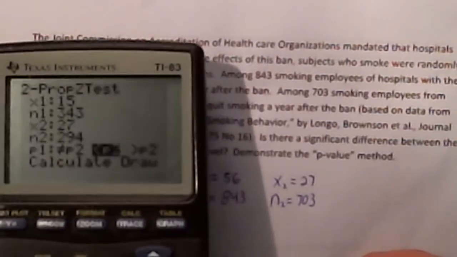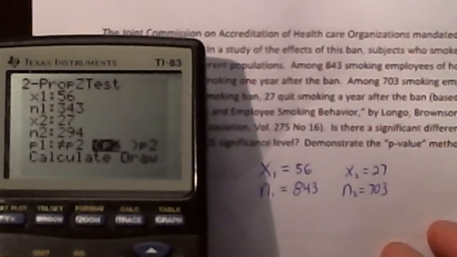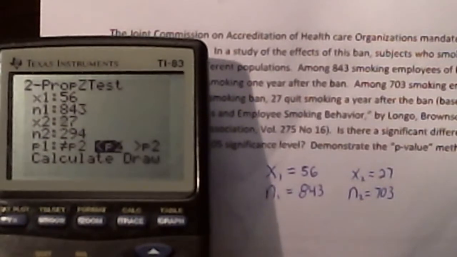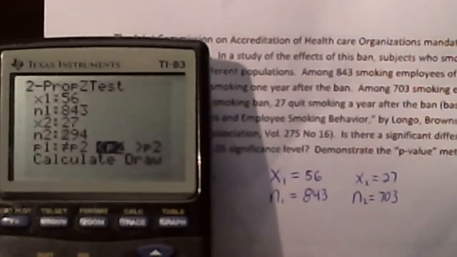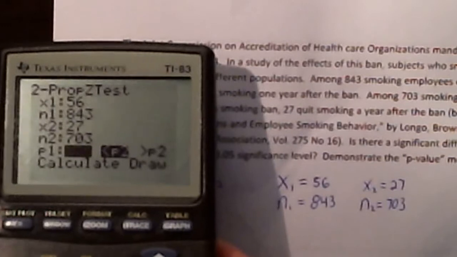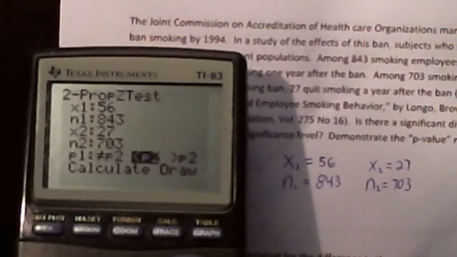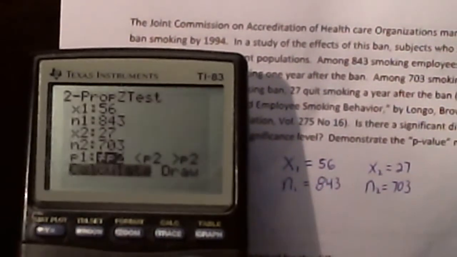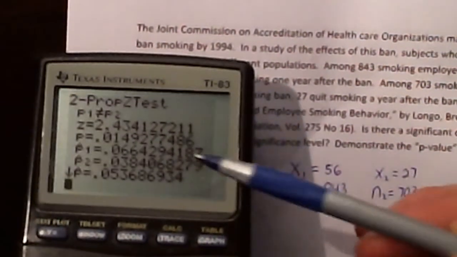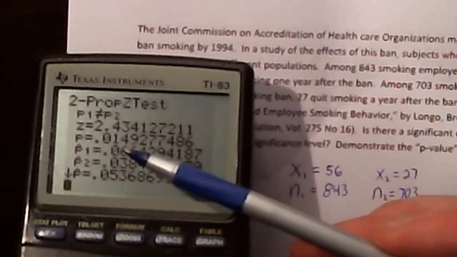So X sub 1 will be 56. N sub 1 is 843. X sub 2 is 27. N sub 2 is 703. This is, again, a two-tailed test because we have the not equal to symbol for the alternative hypothesis statement. Go down to calculate. We're ready to crank this out. Here we go. Your test statistic for this test would be about 2.434, and your p-value is 0.015.